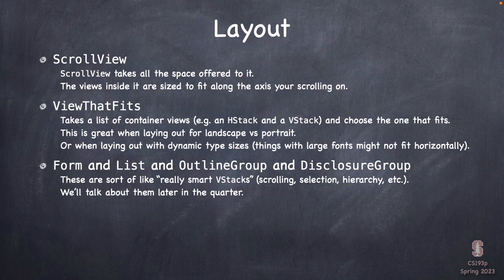Form and list, an outline group and disclosure group. We're going to talk about these later in the quarter. These are sort of super smart VStacks. VStacks that know about things like selection, right? Selecting items in the VStack, or hierarchy. Maybe I have data that I can click on a little disclosure thing, and it'll show me deeper children information, then click and go even deeper. They're very powerful, but let's wait till later in the quarter and we'll talk about them.